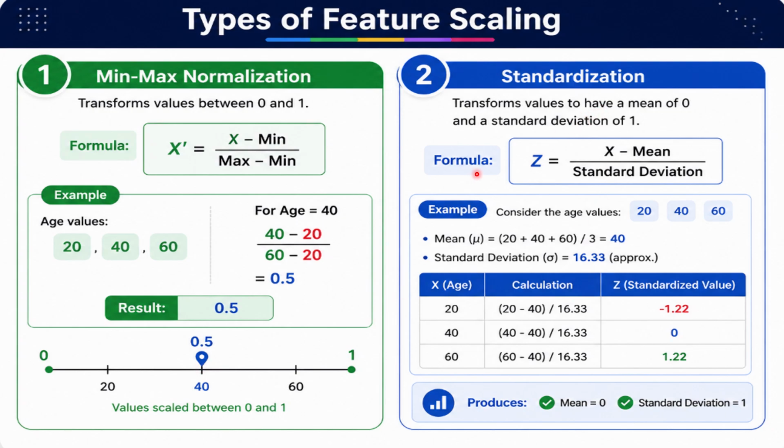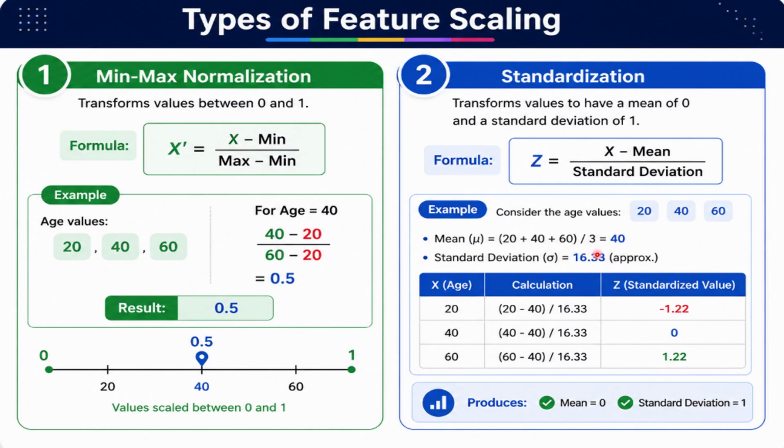And standardization is Z equal to x minus mean divided by standard deviation. Mean is the average, so 20 plus 40 plus 60 divided by 3. This is the mean. x is a given value, so given age is 20. So 20 minus 40 divided by the standard deviation, which is sigma.